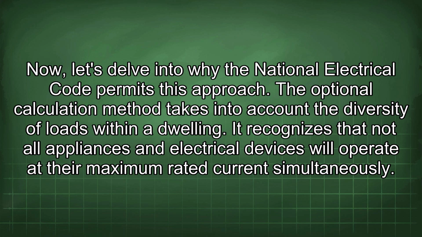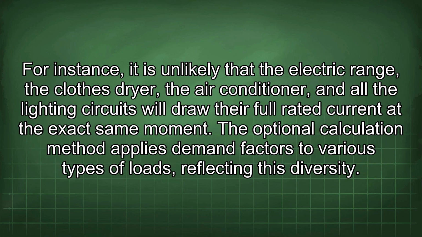The optional calculation method takes into account the diversity of loads within a dwelling. It recognizes that not all appliances and electrical devices will operate at their maximum rated current simultaneously. For instance, it is unlikely that the electric range, the clothes dryer, the air conditioner, and all the lighting circuits will draw their full rated current at the exact same moment. The optional calculation method applies demand factors to various types of loads, reflecting this diversity.